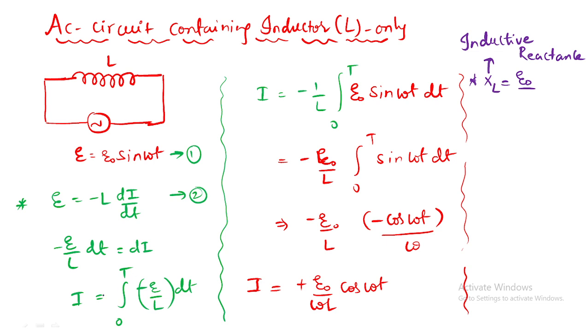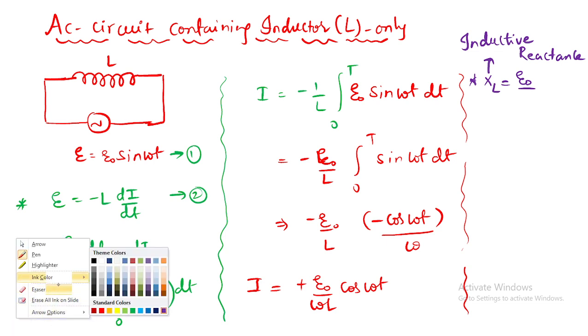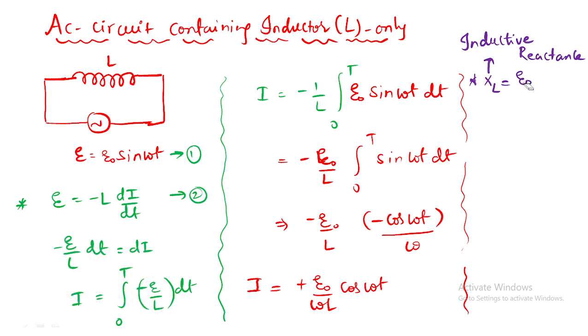sorry, reactance, right, which is simply omega into L. Omega L is nothing but the inductive reactance. So I is equal to E naught divided by XL, times cos omega t. Right? Or else this E naught by XL is nothing but the peak value of current, which is I naught into cos omega t.